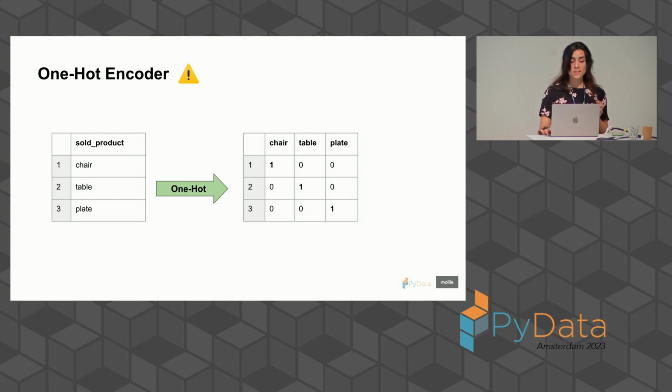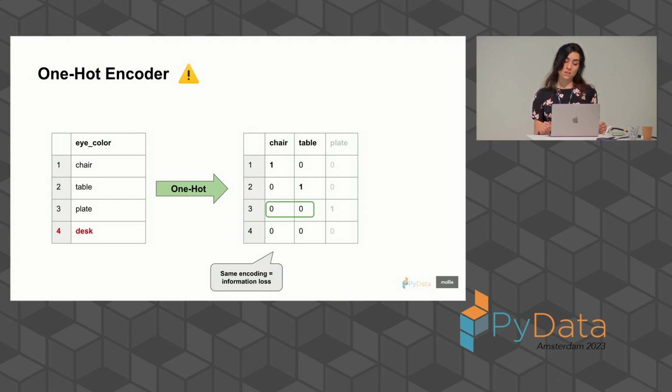Where you have to be careful is if you're working with products, for example. Products can be different, right? So if we decide to drop plate as a column, that's fine. But if new products come along, like desk, they will have the same encoding as the one that we dropped. And same encoding means information loss. It doesn't mean that you can never use this, but it's good to check with the business whether this is an information loss that would make the model not applicable anymore.